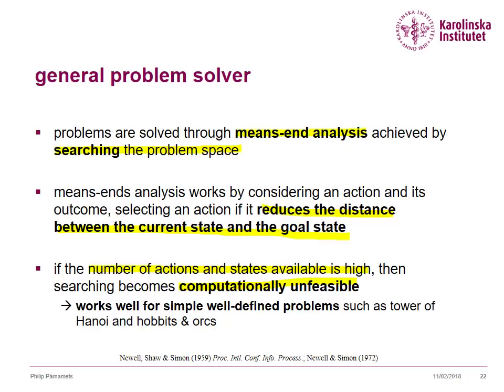So the general problem solver theory and the computer programs that are proposed work well for very simple and well-defined problems. Examples of these are the Tower of Hanoi and the Hobbits and Orcs problems, where there are 6 to 20 intervening states, and you can search through all of them and figure out what the optimal solution is.